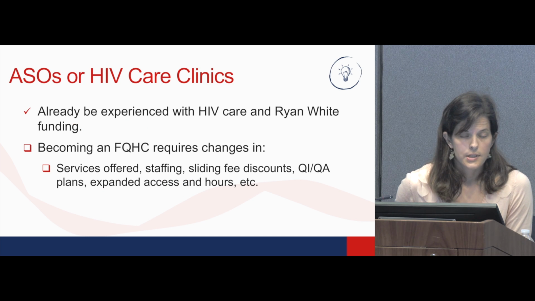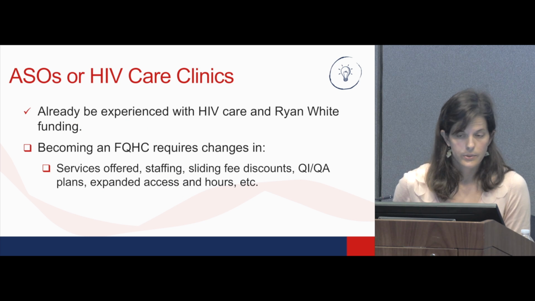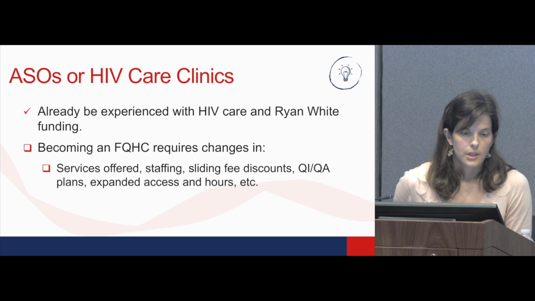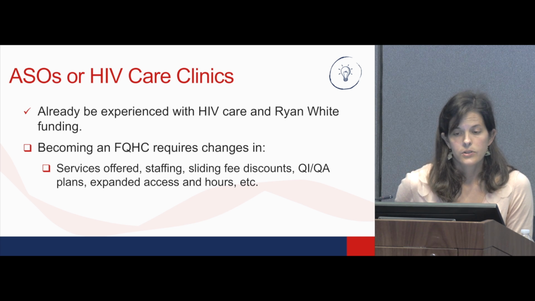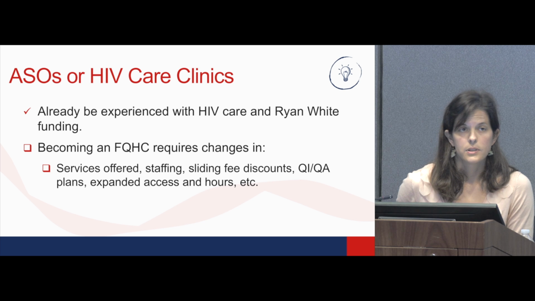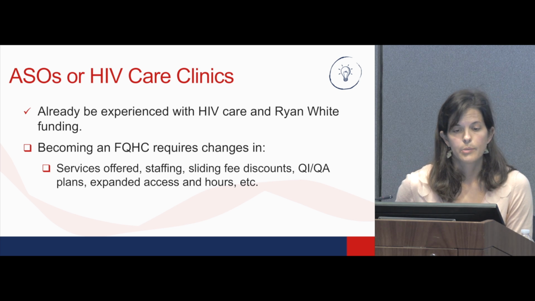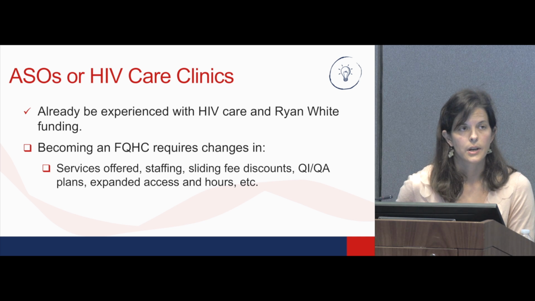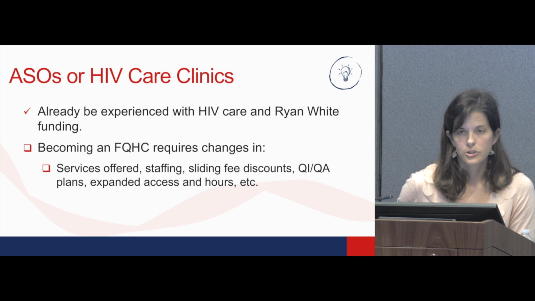So an AIDS services organization or HIV care clinic is already experienced with HIV care, and they are experienced with Ryan White funding, which is the funding source for those who don't have health insurance and that are HIV positive. Becoming an FQHC means that they're going to have to think about new services, staffing, they're going to have to offer sliding fee discounts, they're going to have to do quality improvement, they're going to have to expand their access and their hours, they're going to have a board of directors, like I showed you in that very first slide, that comprises their patient population. So there's a lot to do when you become an FQHC or a patient-centered medical home.